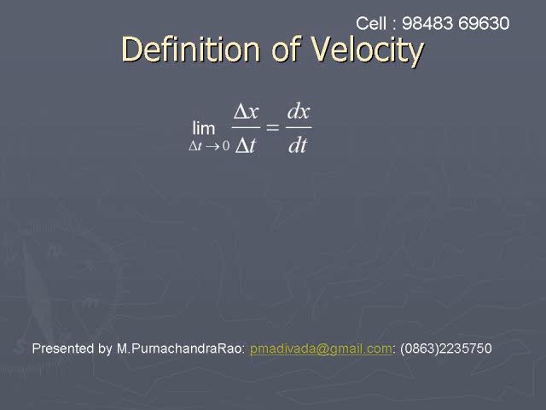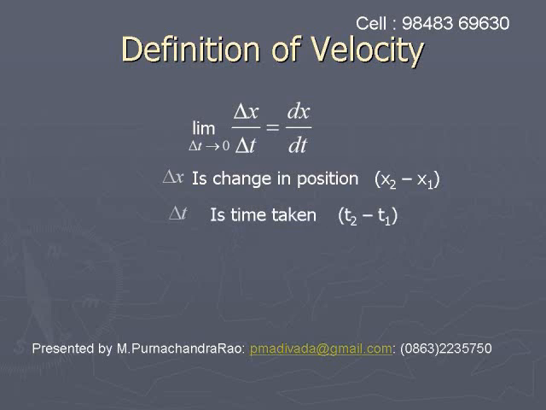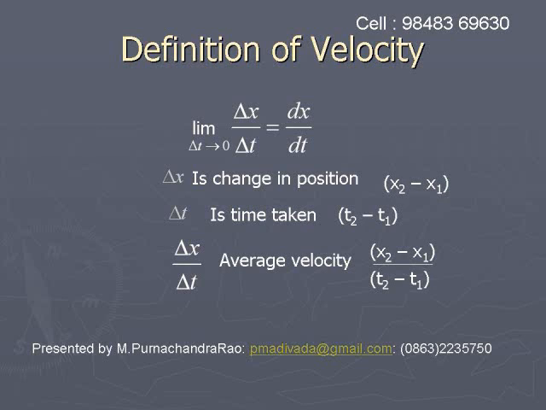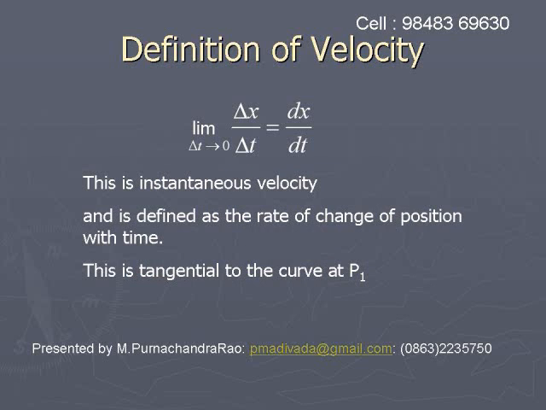This is mathematically written as limit delta x by delta t as delta t tends to 0. Already we have noticed that delta x is the change in position and delta t is the time taken, and delta x by delta t is average velocity. As delta t approaches 0, delta x by delta t reaches a constant value. That constant value is represented by dx by dt. This is the definition of velocity.